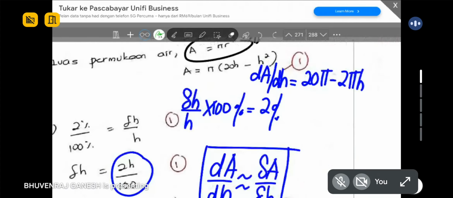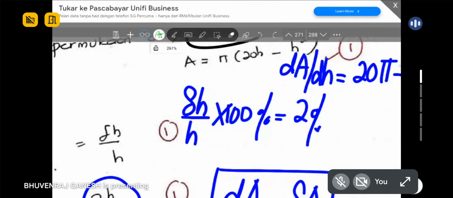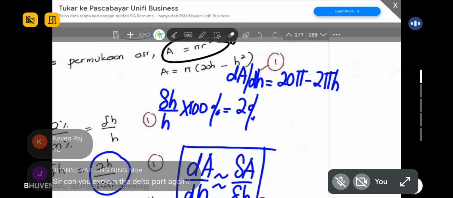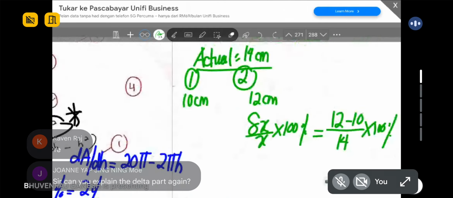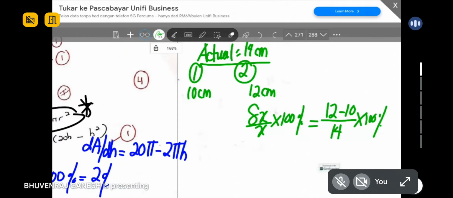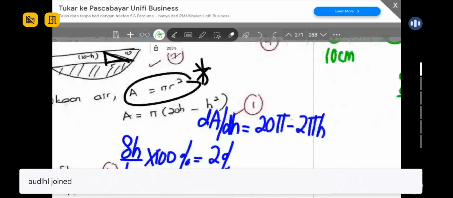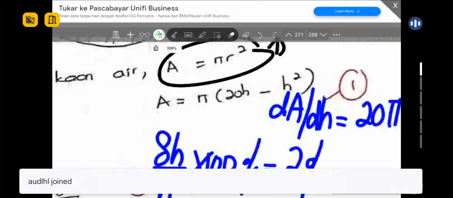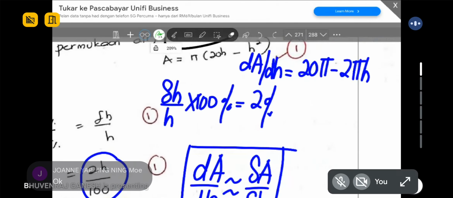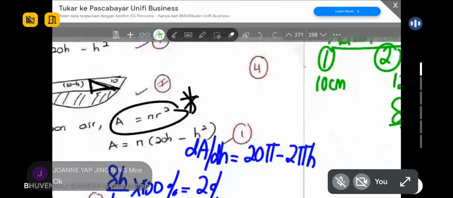Do you guys understand now this formula? Make sure you guys faham rumus. Jangan hafal. If you understand the formula, then you will understand one. Can you explain the delta? Oh, delta just shows small change, guys. That's all. Delta means small changes. Perubahan kecil. That's all. No need to worry so much on delta. Delta is just small change.